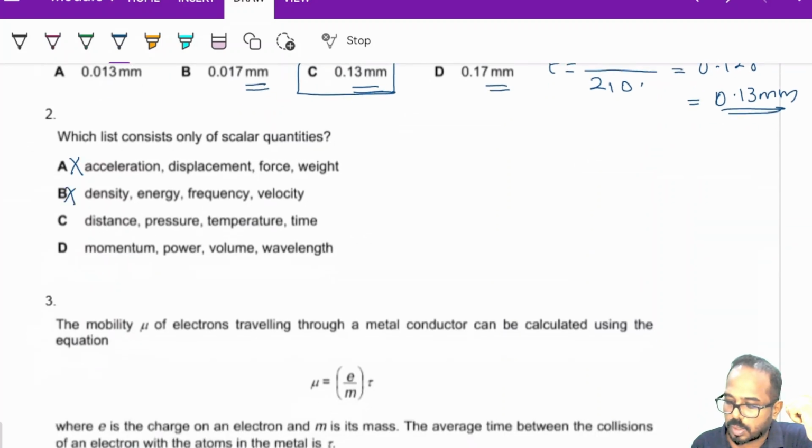Now you check next one. Distance is scalar. Pressure is scalar. Temperature, scalar. Time, scalar. All are scalar. Then you know that this will be the option, but you need to check the next option also. Okay. Momentum vector quantity. Power, work per unit time. So it is scalar. Volume scalar. Wavelength scalar. So this is the only. So option C is correct. We'll go to the next question.